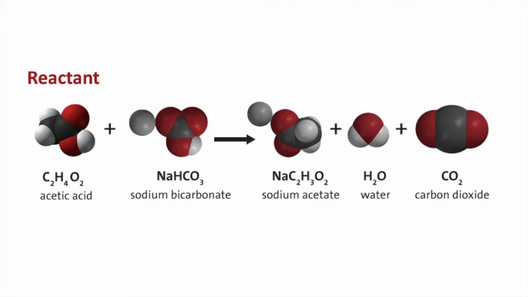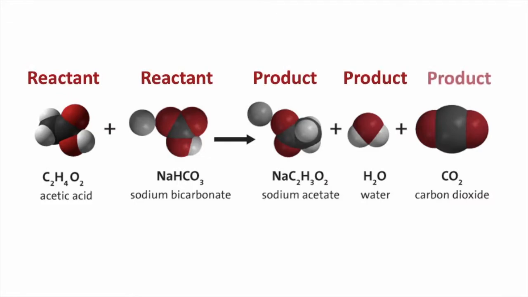We can also look at reactants and products using particle diagrams. Here's the diagram for the vinegar and baking soda reaction. We have two reactants, acetic acid, which is the vinegar, and sodium bicarbonate, which is the baking soda. And we have three products. These are sodium acetate, water, and carbon dioxide.